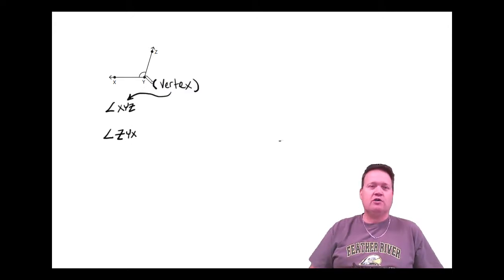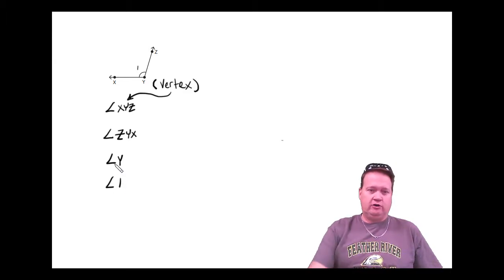Now, because there's no other angles in this picture, it's just this one angle, we could get away with simply calling it angle Y, because there's only one angle here, and Y is the vertex. We could not call it angle X. There's no angle here. The angle starts here. And sometimes you'll see a number, like this might have a 1 in here, and then we could also call it angle 1. So there's 4 ways to name that angle.